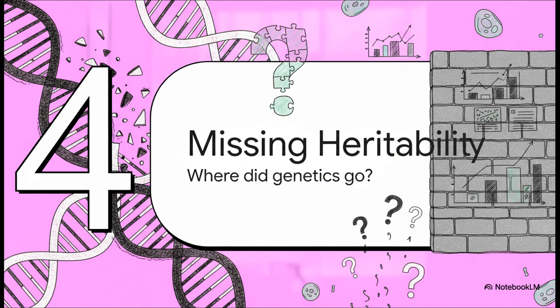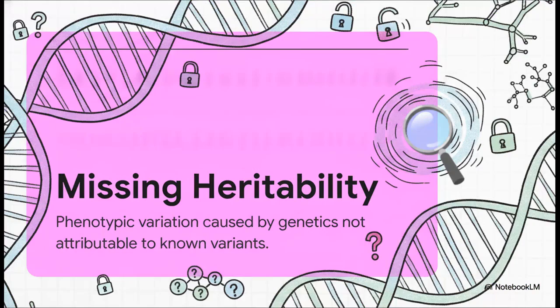Let's dive into Section 4, the missing heritability mystery. Where did the rest of the genetics go? You see, even after doing these massive, incredibly advanced GWAS treasure hunts, we kind of hit a wall. We define missing heritability as the amount of phenotypic variation in a population that we know is caused by genetics, but that we simply cannot attribute to any of our known variants yet. It is literally the ultimate biological mystery that modern science is racing to solve today.